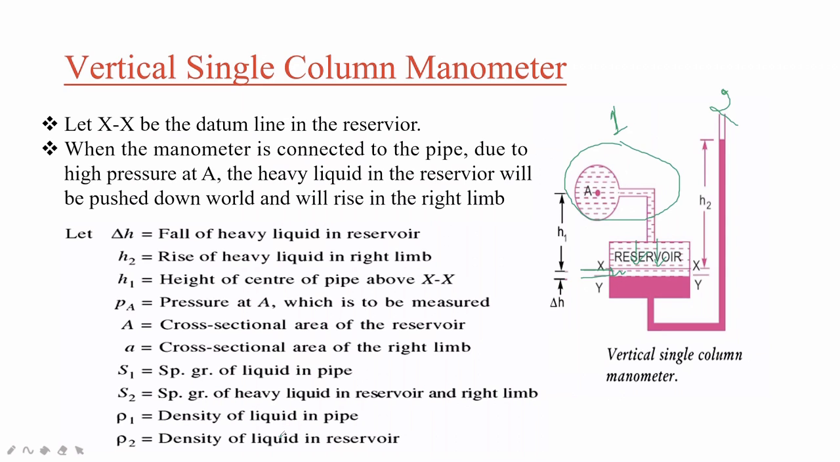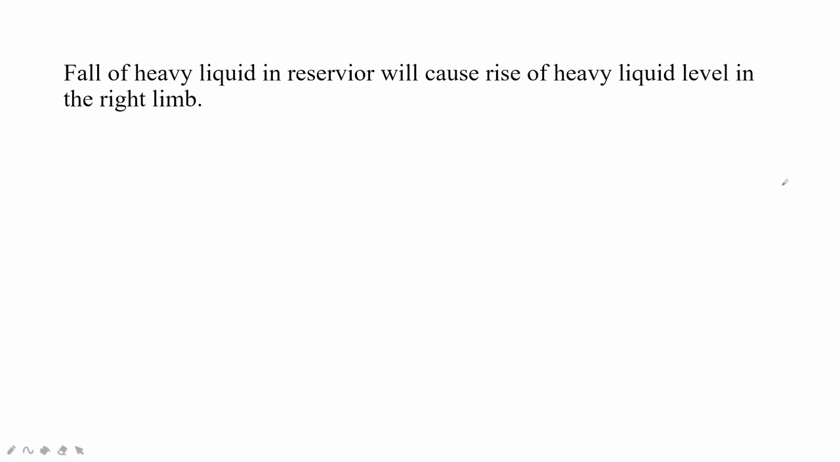Next, what is the mechanism? It is falling, right? So the fall of heavy liquid in the reservoir will cause a rise of heavy liquid level in the right limb. Due to this fall, there will be a rise in this level. This is the mechanism, and this is the fundamental for our next derivation. Because of the fall, there will be a rise in the right limb, so it is to be equated.